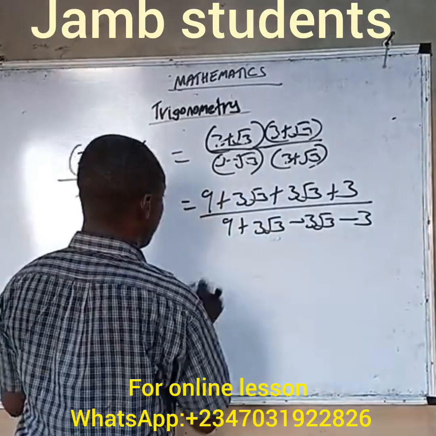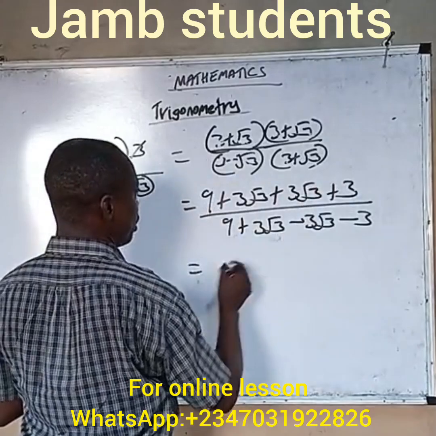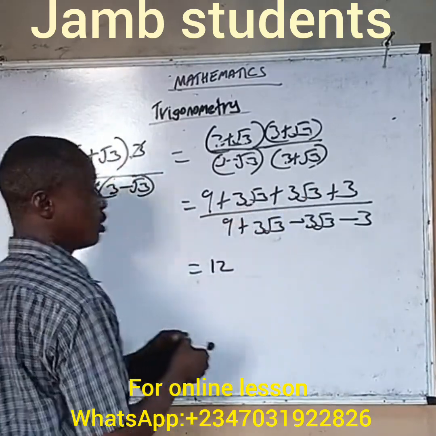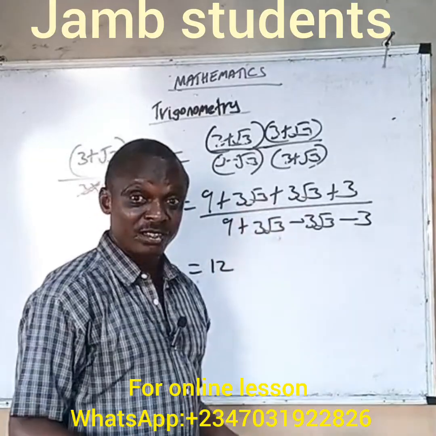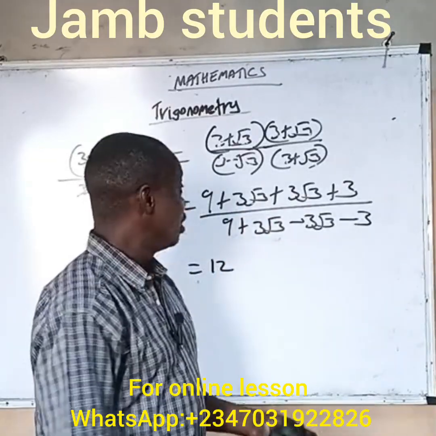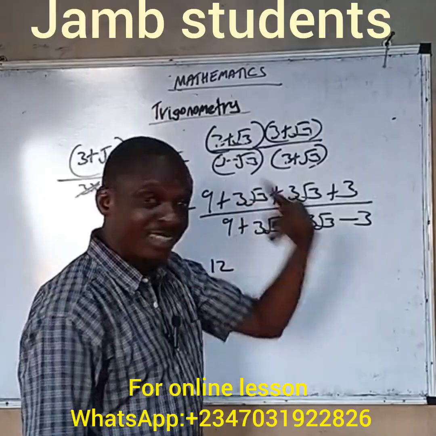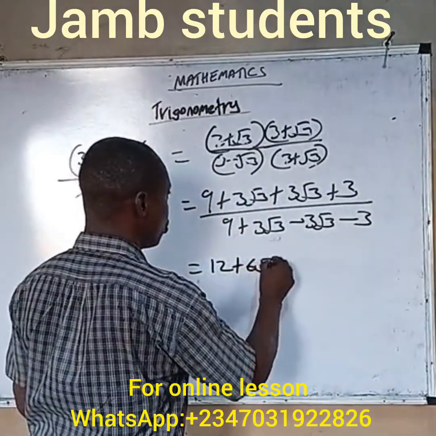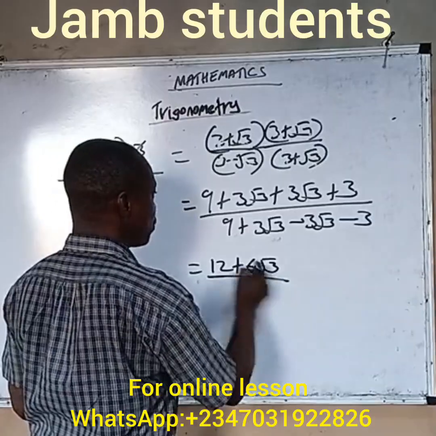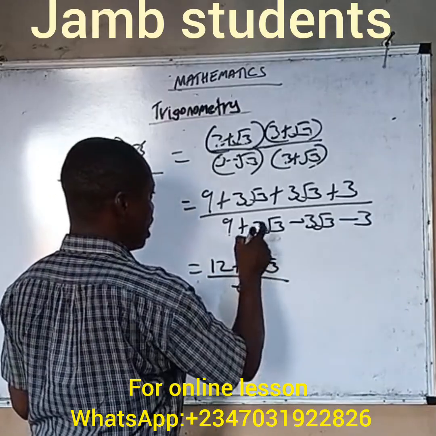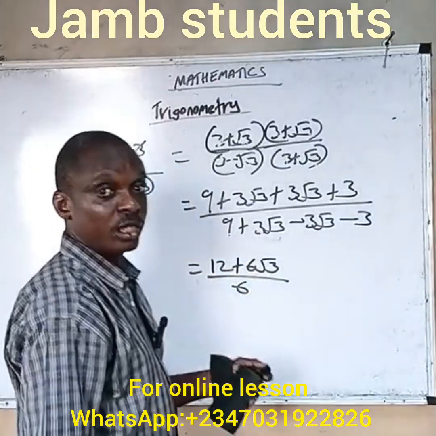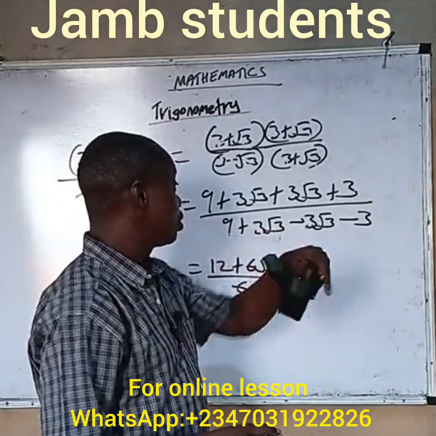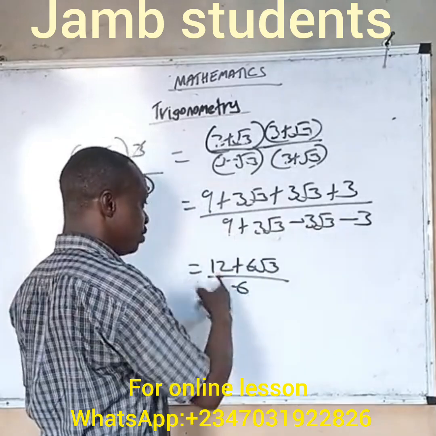At the end of the day, we'll now have 9 plus 3 is 12. 3 root 3 plus 3 root 3 is just like saying 3s plus 3s, which is 6s. So 3 root 3 plus 3 root 3 is 6 root 3. So this gives us 12 plus 6 root 3, over 9 minus 3 is 6. And 3 root 3 minus 3 root 3 is 0, so they cancel out. So what we now have is this.